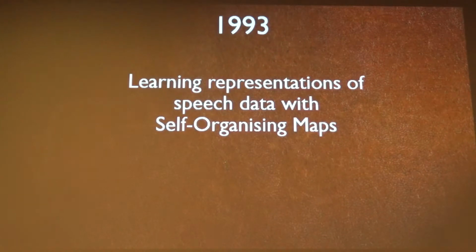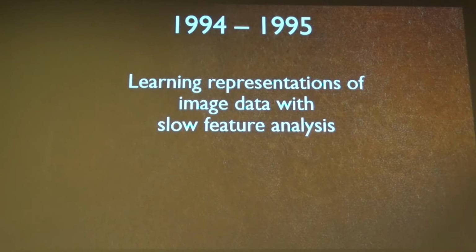Those of you who are too young to remember, Kohonen maps are one of the early unsupervised learning algorithms that imitate the way the brain self-organizes. The cortical representations self-organize, and that's it. I was his research assistant working also on learning representations of image data with slow feature analysis. It wasn't called that at the time, but that's what I was doing.